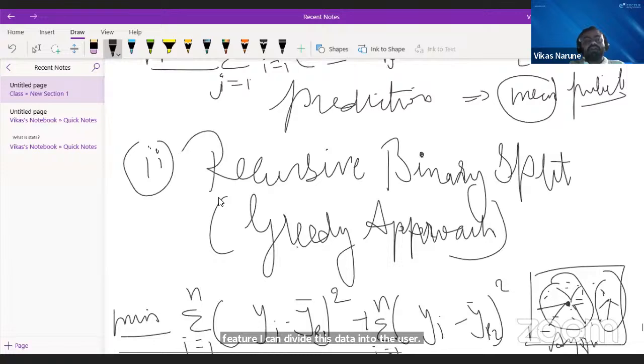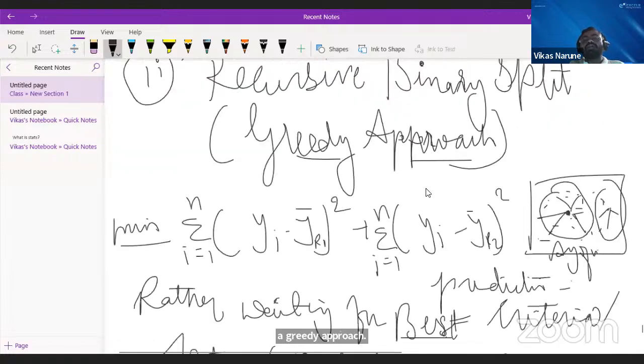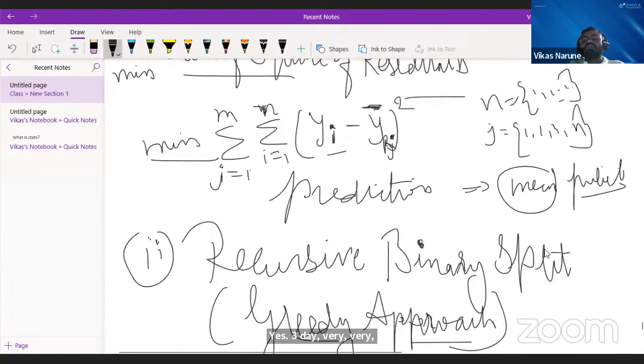Greedy approach, a very famous concept: greedy recursive binary split, or you can call it recursive binary split, guys.